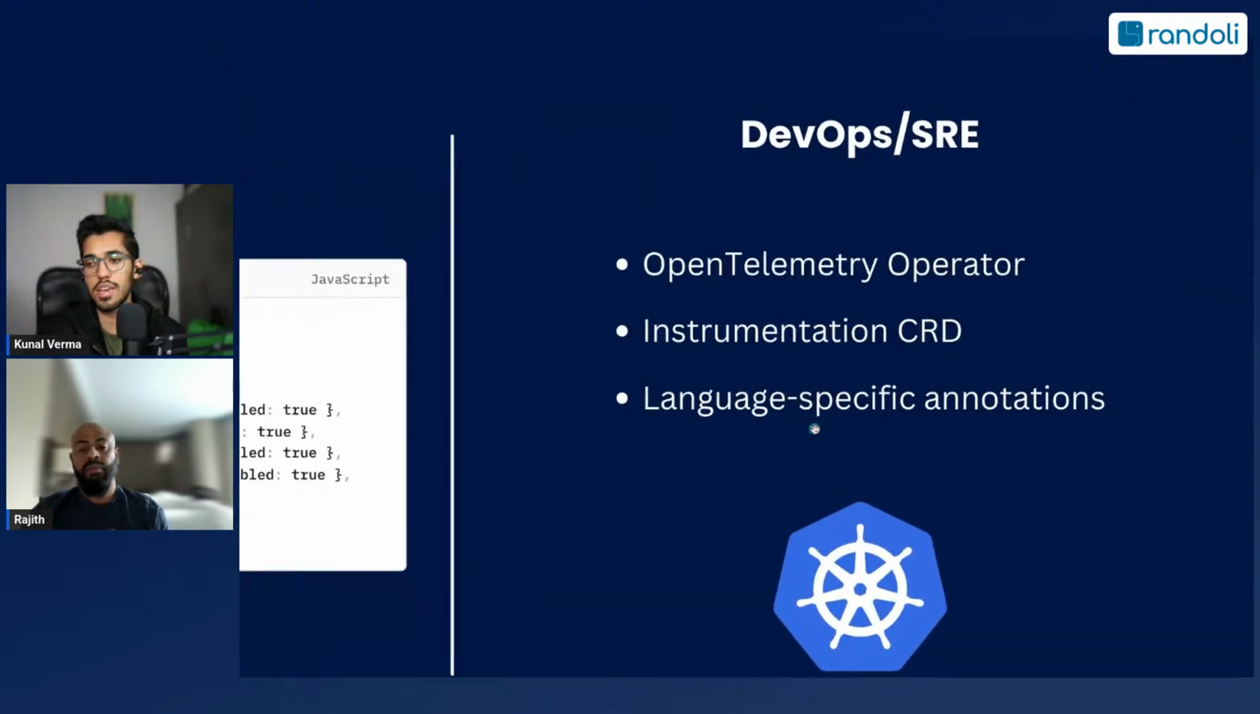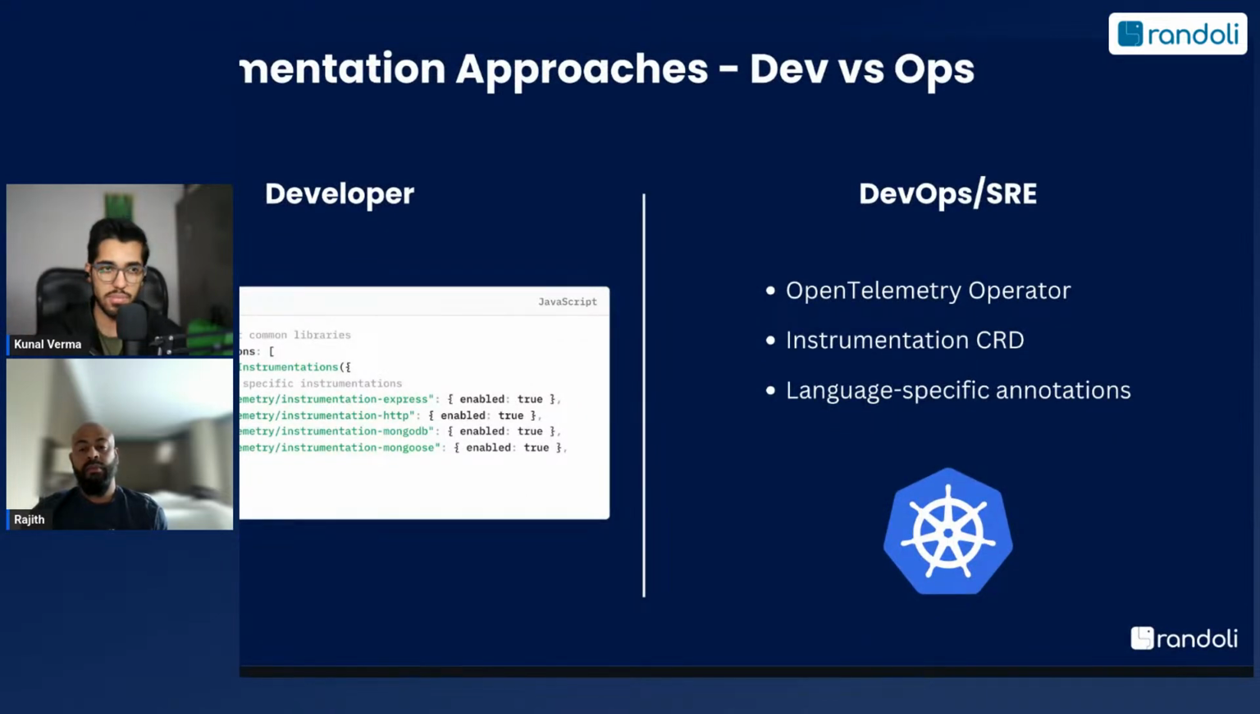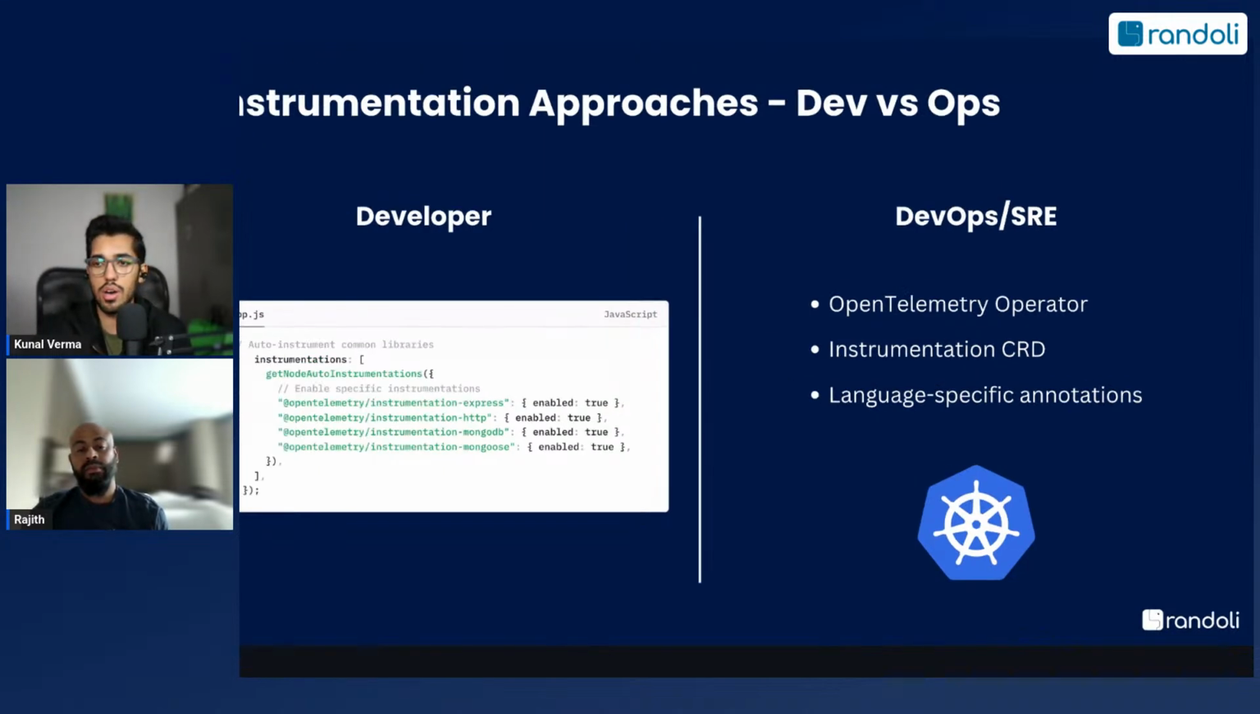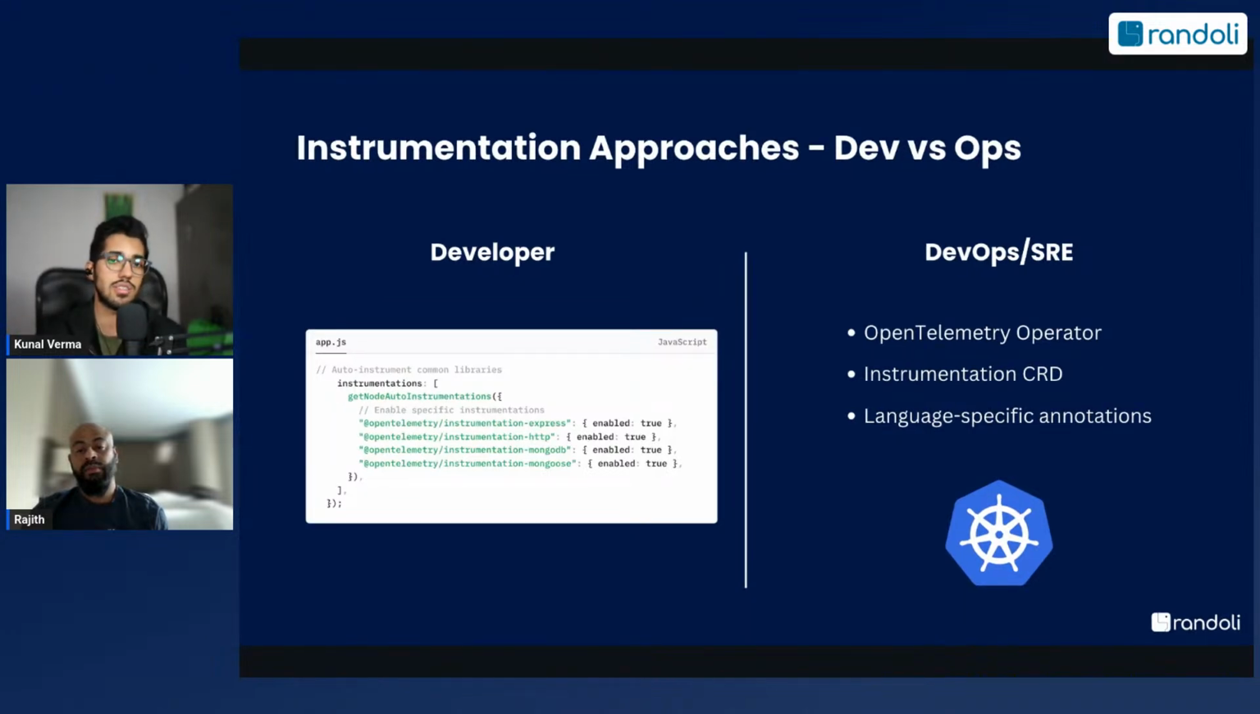In that case, you'll use the OpenTelemetry operator. On your Kubernetes infrastructure, you'll set up the instrumentation custom resources, and you'll have to configure the language-specific annotations for your application. So you're not touching the application code itself as a sysadministrator or DevOps engineer, but you are still instrumenting the telemetry data, and you're still exporting that to the relevant observability backend. In my opinion, this difference is really important to understand whether you're a developer, a DevOps engineer, or an SRE.